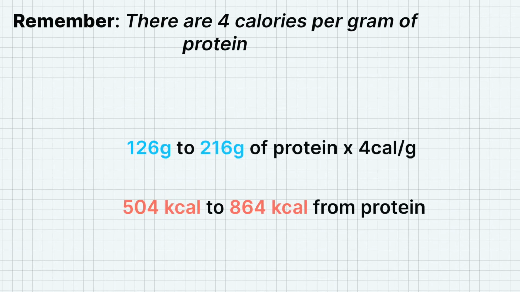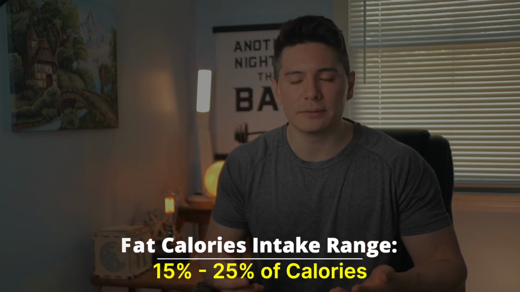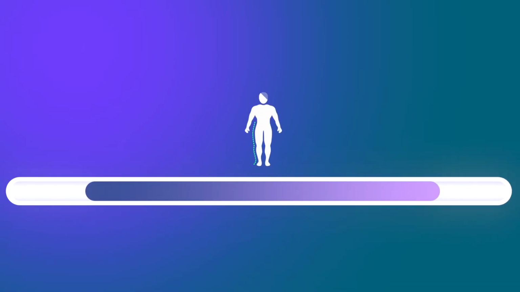Now, in terms of how many calories that is, you would simply multiply the gram amount by 4, since there are 4 calories per gram of protein. So next we have fat calories, and we're going to base this off of a percentage, specifically about 15 to 25%. Now, just like with protein, there isn't a singular value that is perfect, rather it's based off of a range, and that range will again vary between an individual's preference.